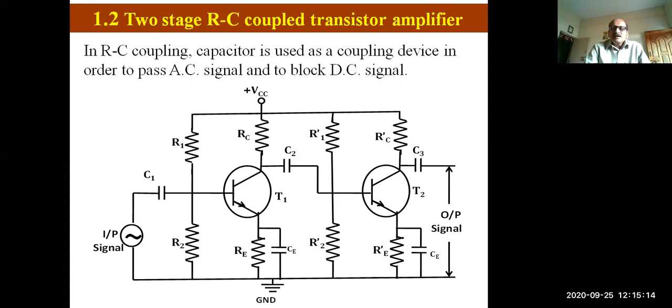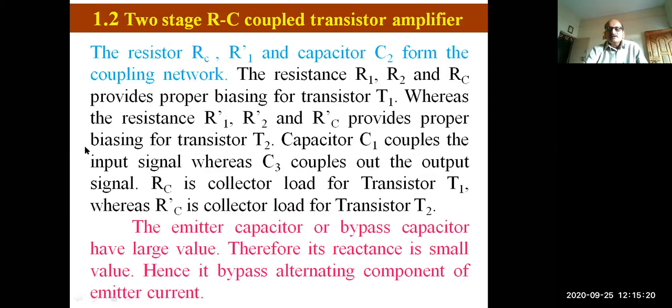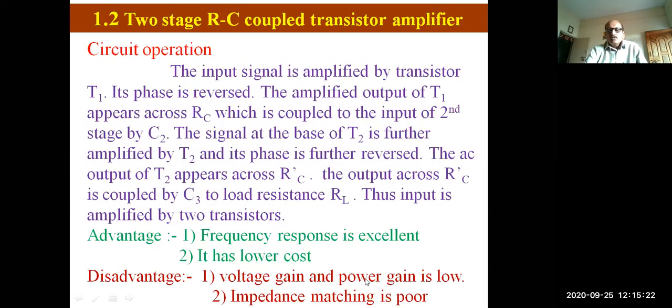And what are the disadvantages? Now, the disadvantage of this circuit: here voltage gain and power gain are low. We can say that voltage gain and power gain is low. And impedance matching is poor. We know what is the gain? What is the voltage gain?